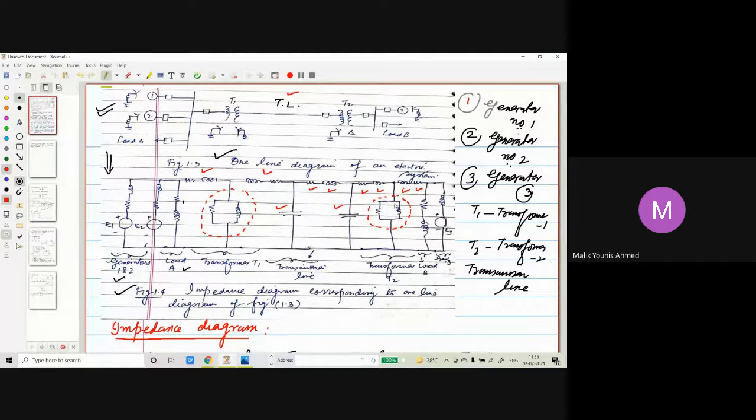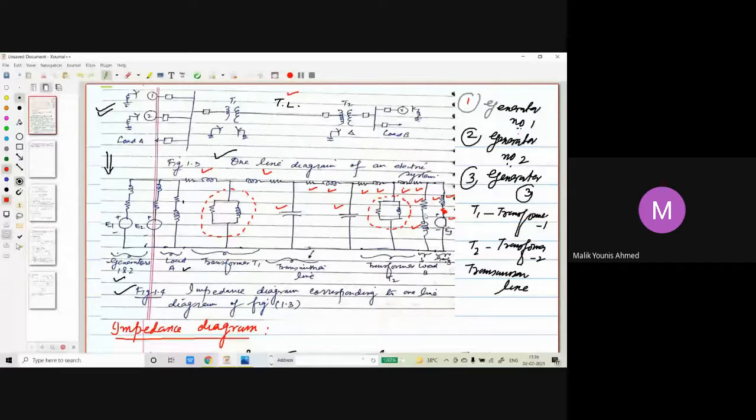The magnetizing circuit, that is the shunt admittance, can again be neglected for transformer T2. Then next we have, in parallel, generator 3. We have here impedance. You can include resistance also. I have not written it here, but it should be resistance. You can draw it like this: resistance, reactance, and then voltage source. And the load again will be represented by series resistance and series reactance. So this is the way we have to draw the impedance diagram for any single line diagram.